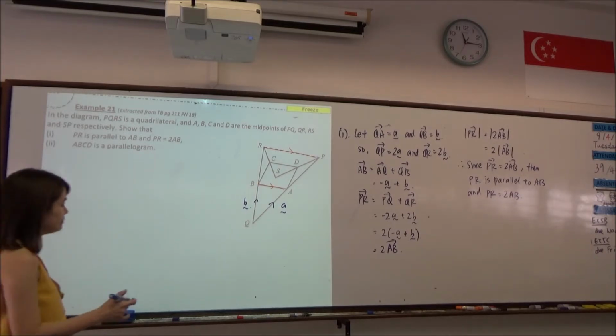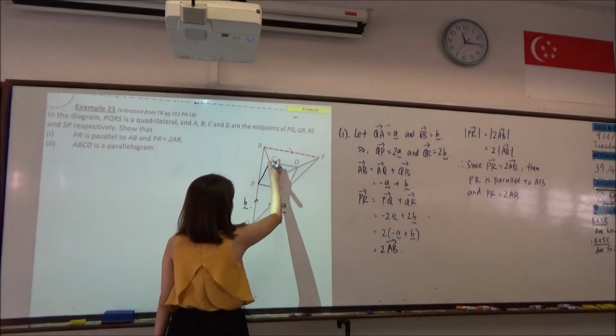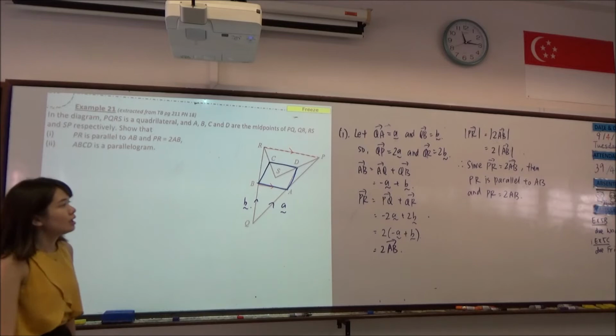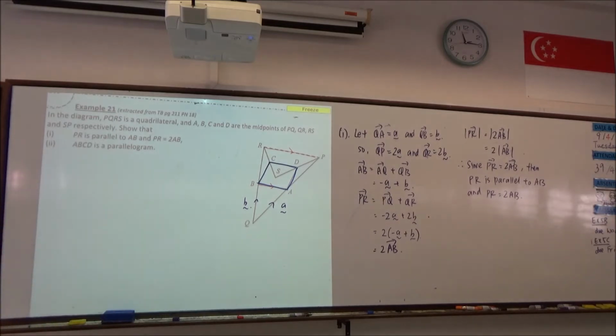ABCD is a parallelogram. If you recall whatever you have learned in Sec 2 about quadrilaterals and polygons, you might be able to remember the various properties of a parallelogram. But never mind, if you don't recall, we will look into it in chapter 10 E-maths. So let me just tell you how we should go about proving a parallelogram.